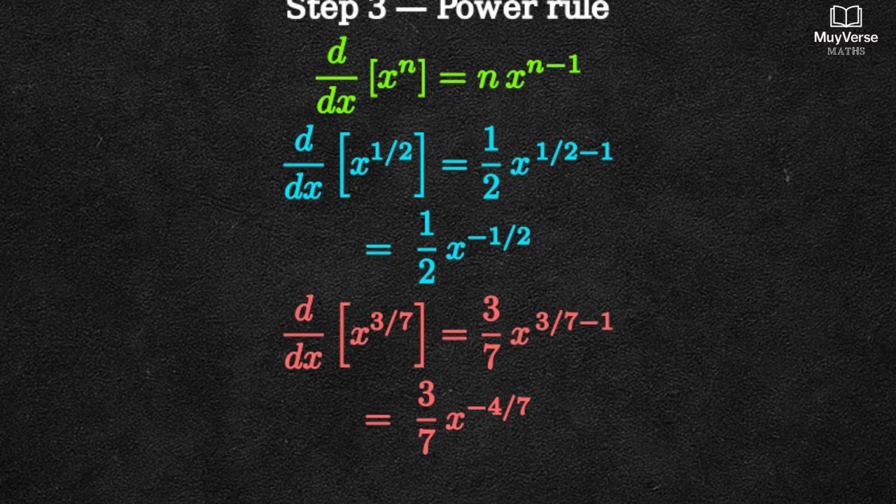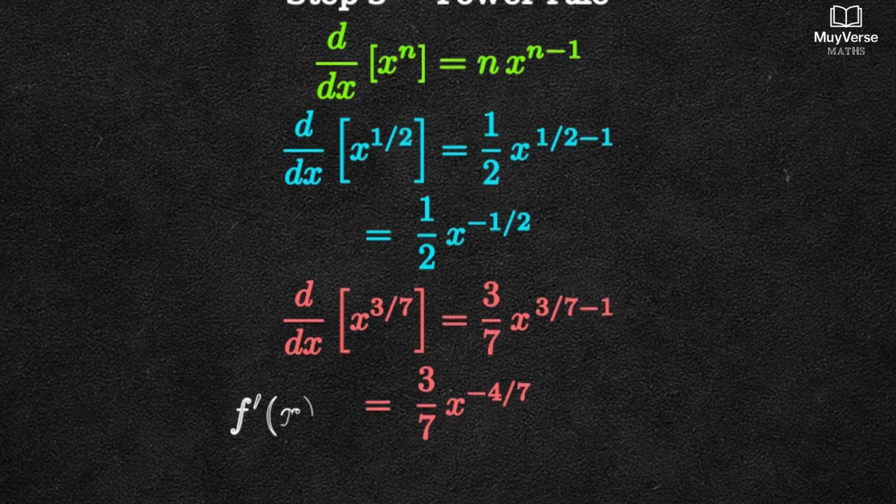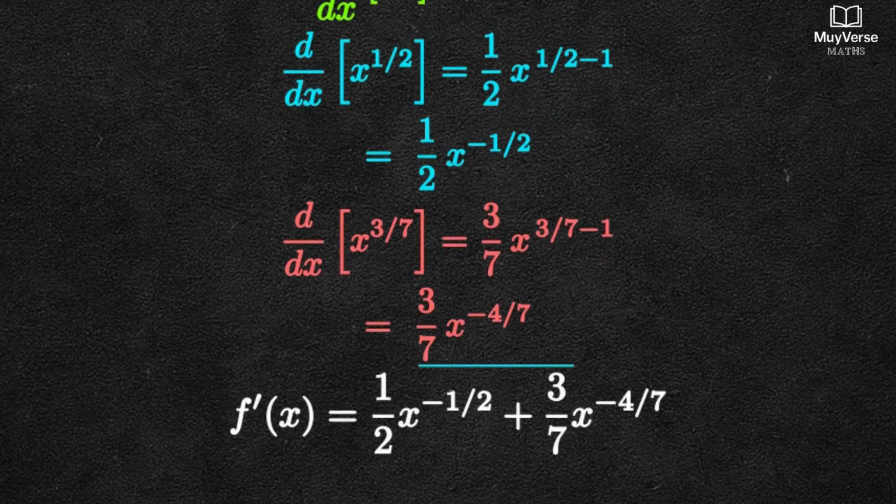Step 4. Combine the results from both terms. So f prime of x equals 1/2 times x to the negative 1/2 plus 3/7 times x to the negative 4/7. Step 5. Rewrite with positive exponents using radicals.